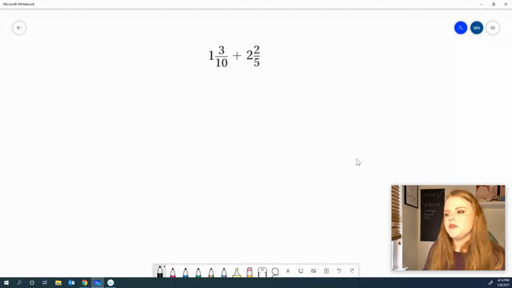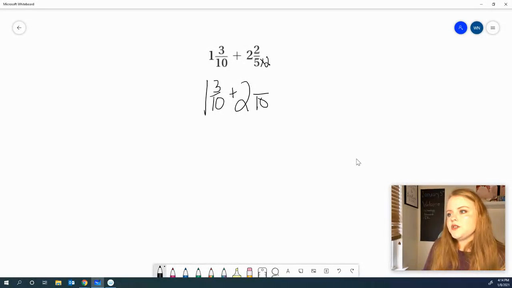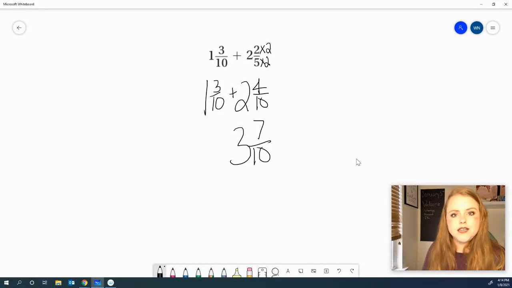It might be. 1 3/10 plus 2 2/5. Just like the one above. In your brain, you should be thinking, hey, that common denominator is going to be 10. So I can go ahead and bring down that first fraction, making sure I'm writing it correctly. Common denominator is 10. I multiplied the 5 times 2 to get me 10. 2 times 2 gets me 4. 1 3/10 plus 2 4/10. Add the 3 and the 4, we get 7. 3 7/10. We don't have to do anything else to this. We can't simplify it, so it is done the way it is.